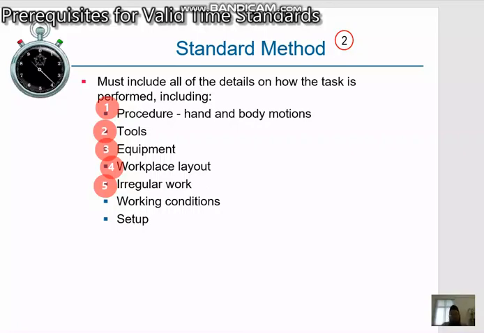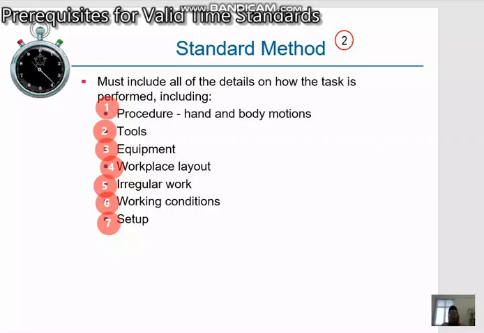So the next is working conditions. The environment's working conditions: is the work performed outside or inside? What is the surrounding temperature, noise level, and other conditions that might affect the work environment? And the last one is the setup information. What setup of the physical tools and equipment is required to perform the task, and how much time is allowed for the setup? Okay? And all this information must be clearly documented in the standard method document.